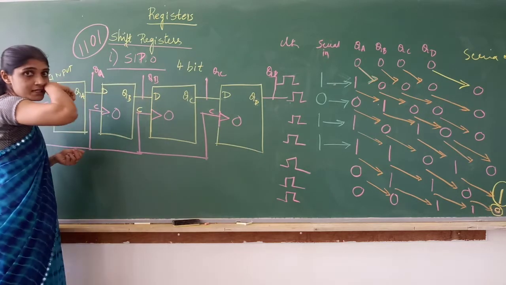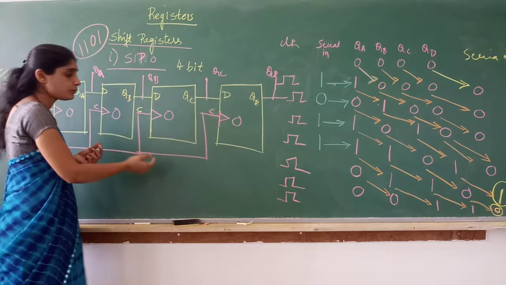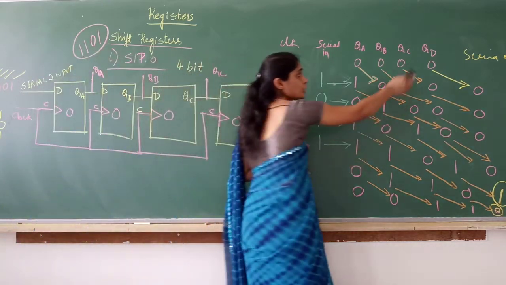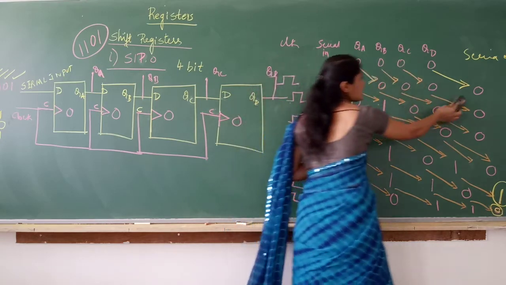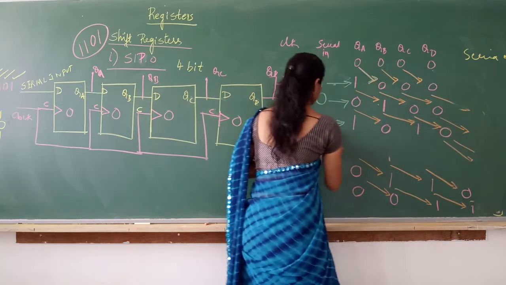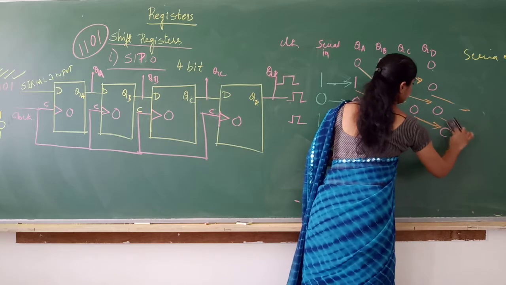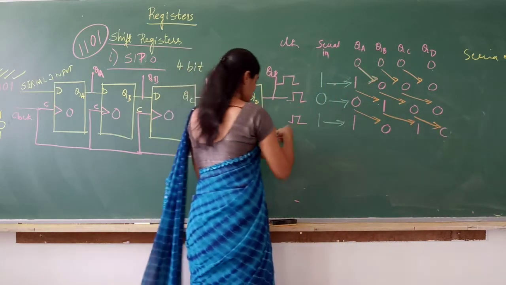So how many output lines we have? 4. Parallel output. Simultaneously we take the output. That means we have QA, QB, QC, QD as output. So QD is not the only output we have. We have QA, QB, QC, QD. So what is our output now? Okay. So 1, 0, 1.